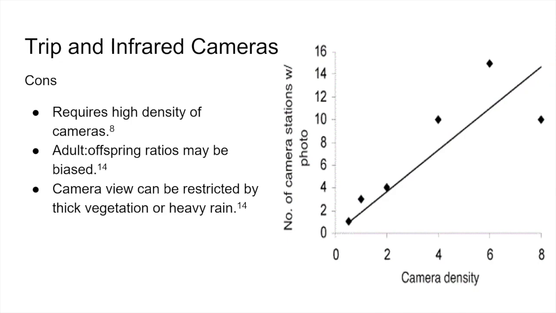However, the cons for these cameras are that they need a high density of cameras in order to capture enough individuals to obtain the data needed. The graph on the right demonstrates this quite well, with more photos being captured as the camera density increases. In addition, adult offspring ratios may be biased due to decreased mobility and visibility in offspring, and camera view can be restricted by thick vegetation or heavy rain.